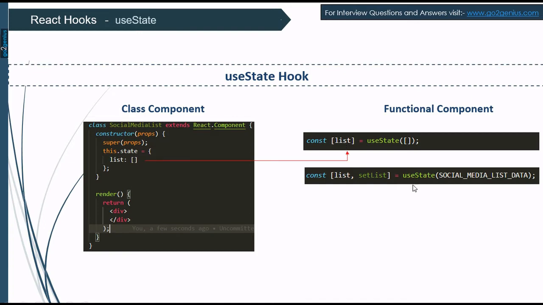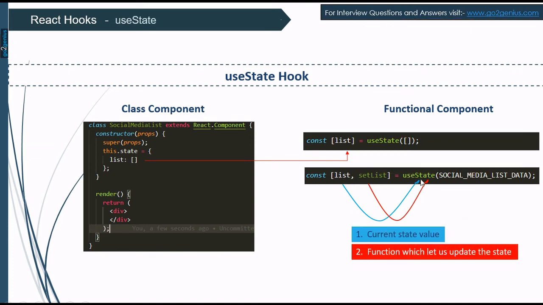So friends, the useState hook returns two things. First, it returns the current state value which we assign to our variable. And second, useState returns a function. That function lets us update this state.